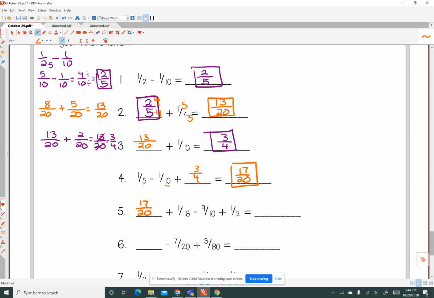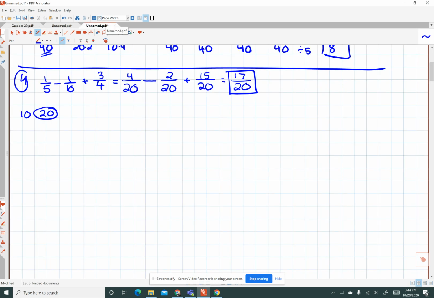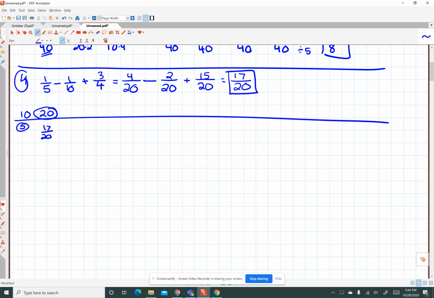Let's write this on another page. We're going to need a lot of room for this. This is number 5. 17/20 plus 1/16 minus 9/10 plus 1/2. We need a denominator.